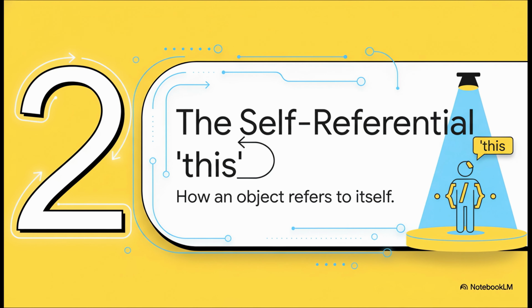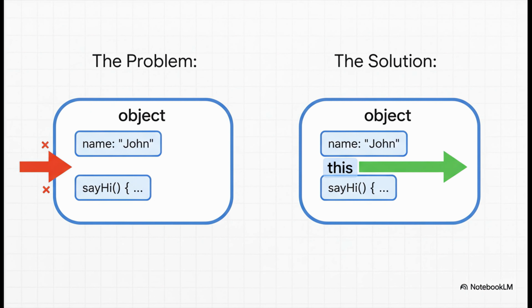Okay, so that brings us to our next big idea. How does a method actually get access to the object it's a part of? This is where our main character, the this keyword, finally steps onto the stage. You see, for a method to actually do something useful, it usually needs to know something about its own object. Like, for a sayHi method to work, it needs to know the user's name. And the way it does that, the reliable way, is by using this special keyword, this.